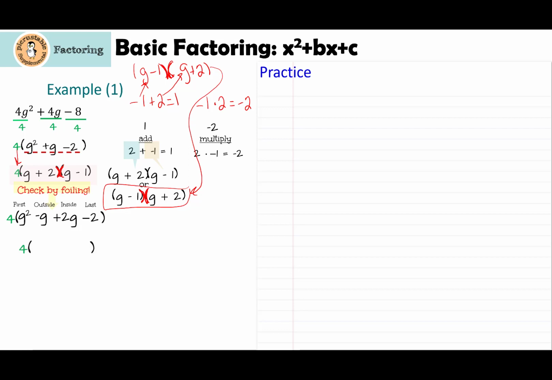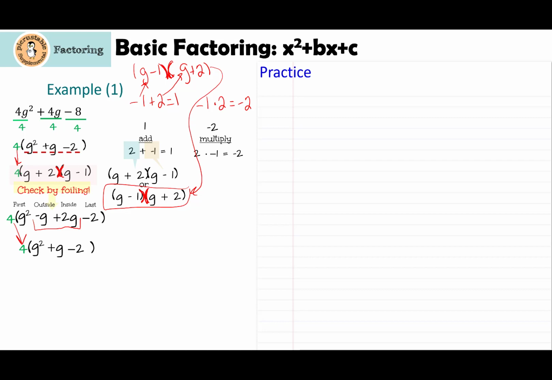Our next step, once again, notice I bring down my 4 in the parentheses. We have g squared. The negative 1g plus 2g is just g plus g. And then we have negative 2. Last, I know I keep saying last step, but this is the last step.